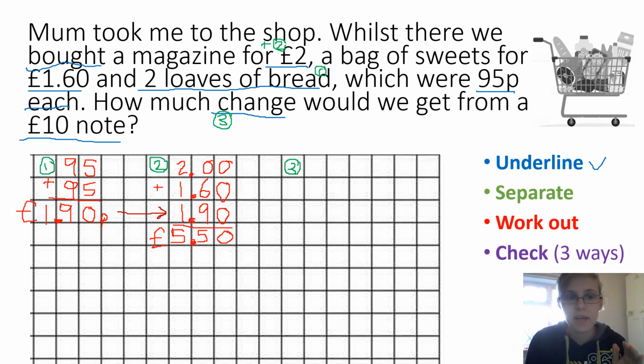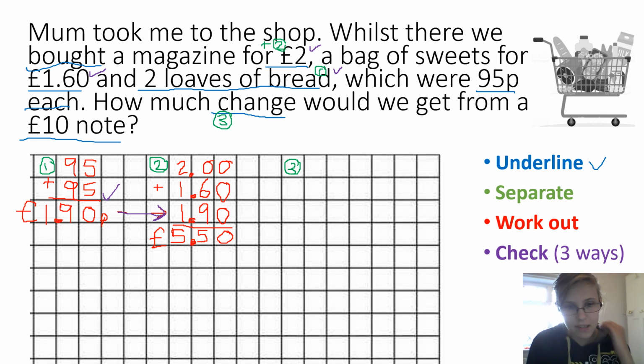We've done 95p add 95p for number 1, which is our loaf of bread. I'm going to tick them off as I go to make sure I've done them. So that's the 2 loaves of bread, and then I've carried that over to my number 2 step so that I make sure I added it in. My number 2 step is £2, done. Add £1.60, done. Add the £1.90 from the loaves of bread, done. And then it's asking me how much change we will get from a £10 note.